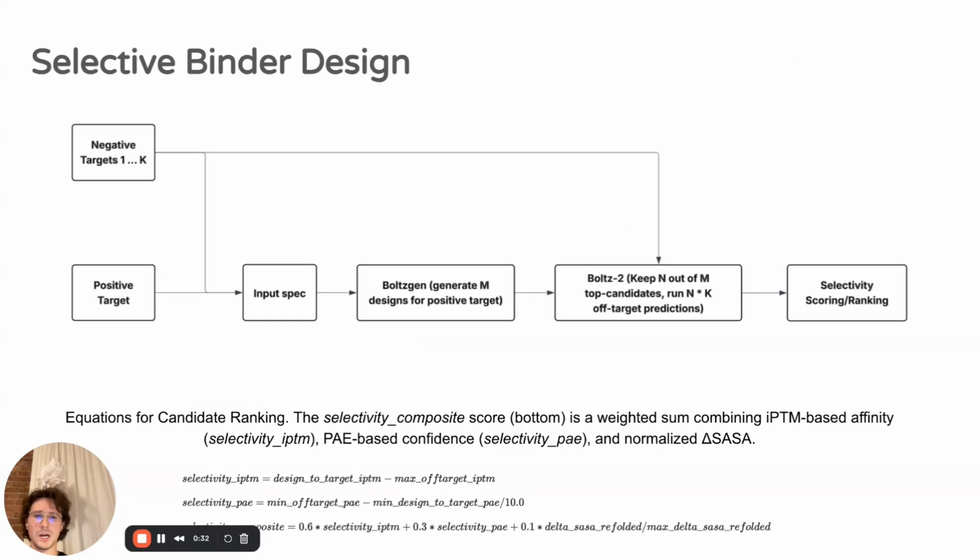We developed two pipelines. Our first, a three-stage pipeline, identifies selective binders. Stage 1, generation, uses BoltzGen to create M candidates optimized for a positive target. Stage 2, screening, filters the top N candidates and uses Boltz-2 to predict their cross-reactivity against K negative targets. Finally, Stage 3, ranking, calculates a selectivity composite score, which is a weighted sum balancing on-target affinity, ipTM, prediction confidence, pLDDT, and interface plausibility, delta SASA. This composite score is then used in a Pareto optimization analysis to visualize trade-offs and select the best candidate.